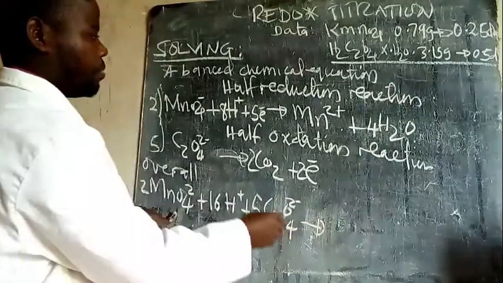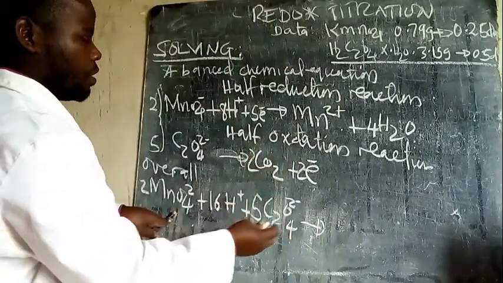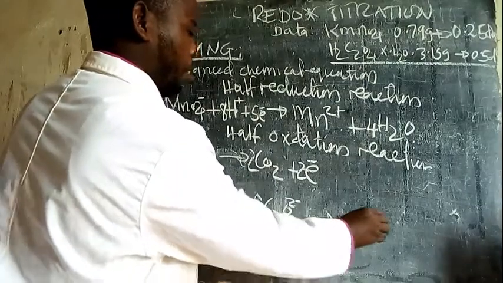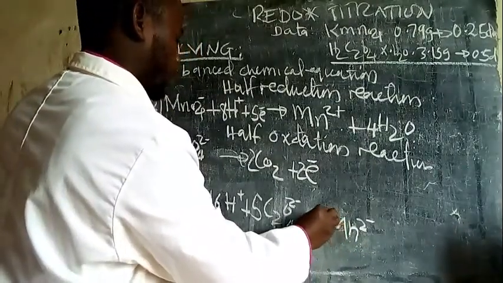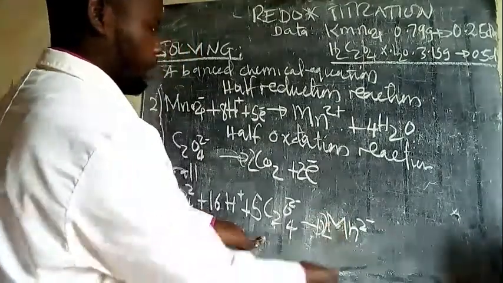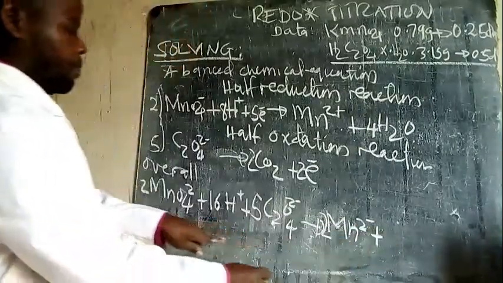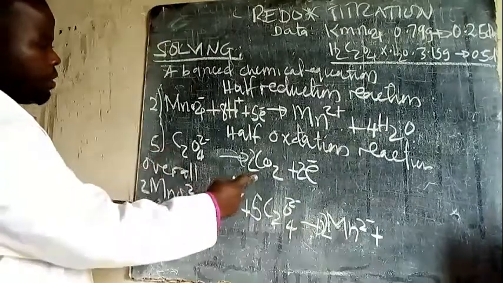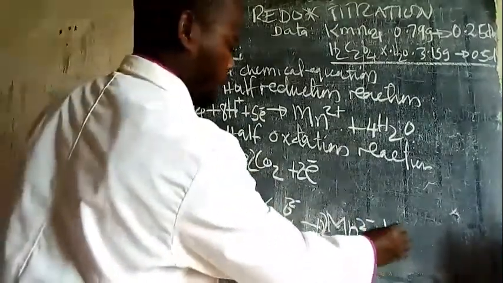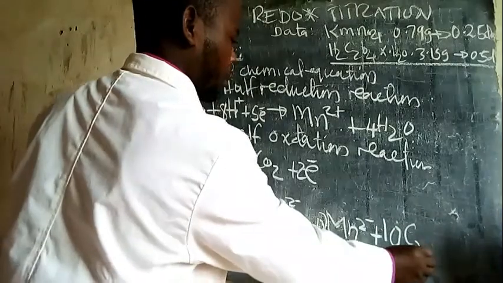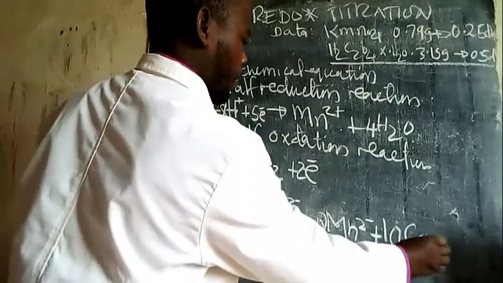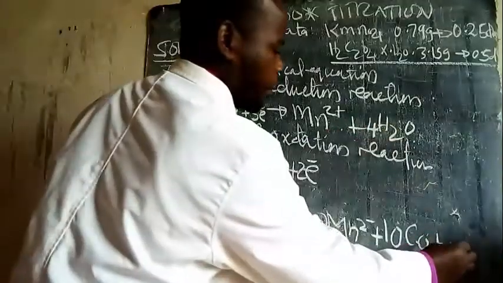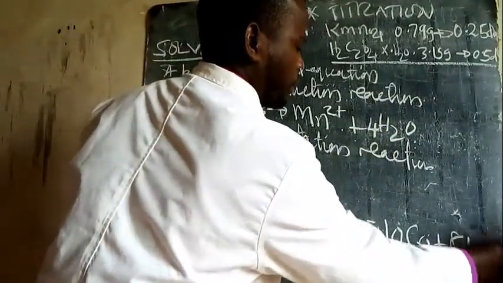The product will be this, cancelled, will be this, 2 plus this one 10, here will be 10, here is 10, plus water, 80 water.